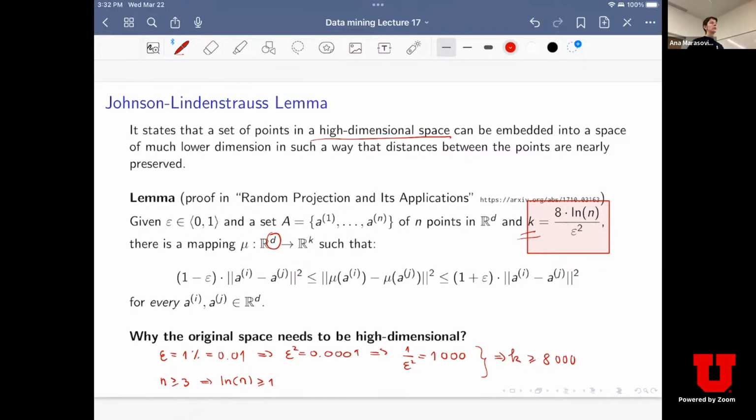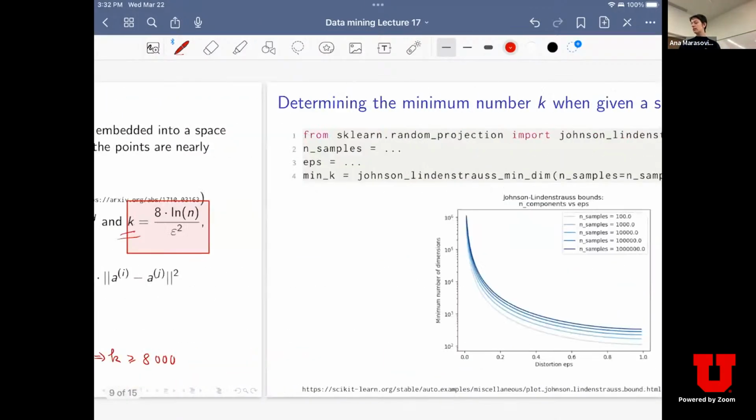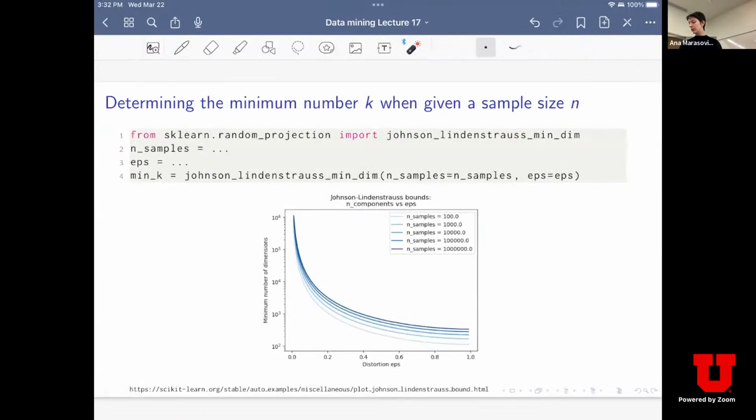Okay, so the nice thing is that since this is really important, in scikit-learn you do have a function that will tell you what is the minimal dimension, the minimal k you need for a given number of samples and a given error. So you can just plug into this function the number of samples you have and the epsilon you want to achieve. You will get some min k out of this, and then you can see, well, does this make sense for my problem, given that I have a certain number of features? And from there, you can conclude whether this makes sense for you.